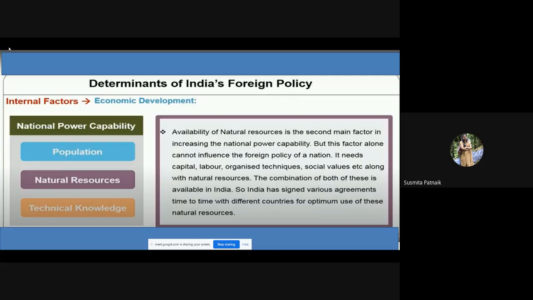It is a positive determinant of India's foreign policy. It will give a positive boost to India's foreign policies. Then technical know-how. For every technical matter, we are a great partner of what? The continuing partner of China.